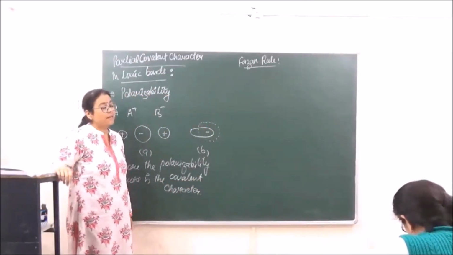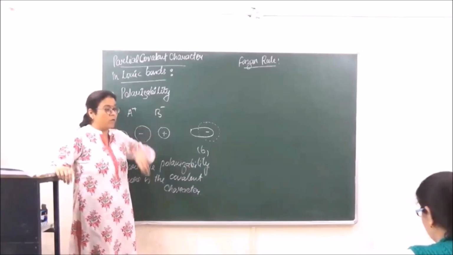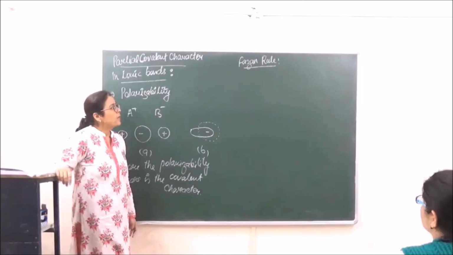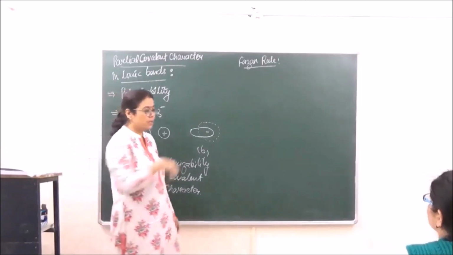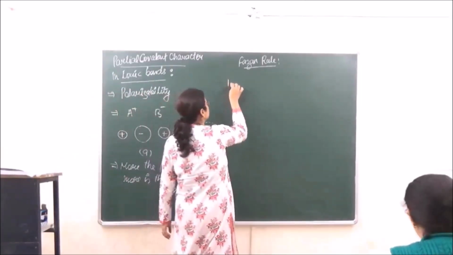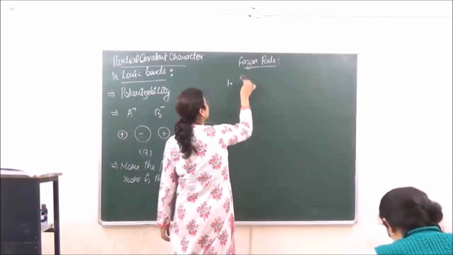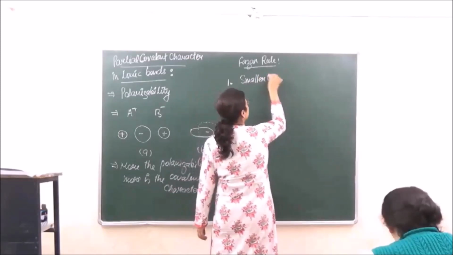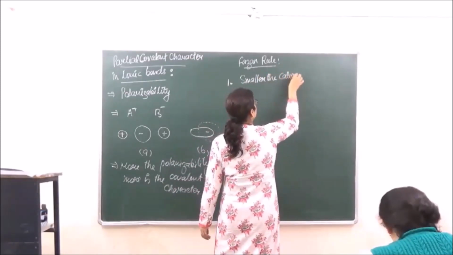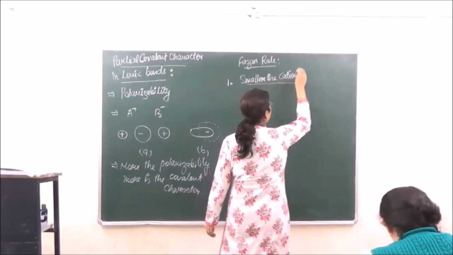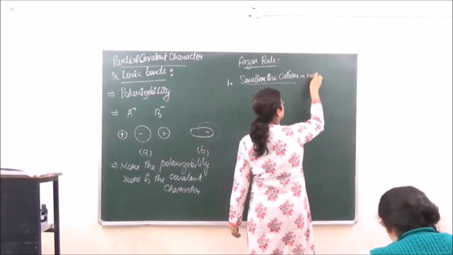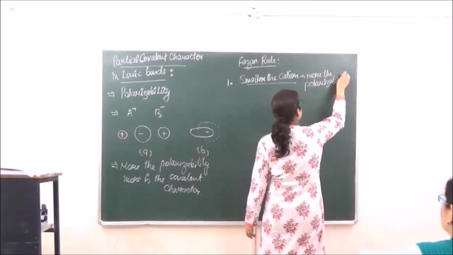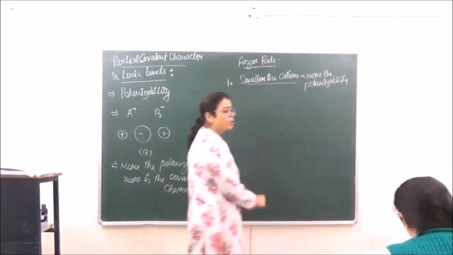This is very, very important. We generally get one question from this section. So please understand this very carefully, okay? Now, according to Fajan rules, number 1, it is said that smaller the size of the cation, more is the polarizability, and hence more is the covalent character.